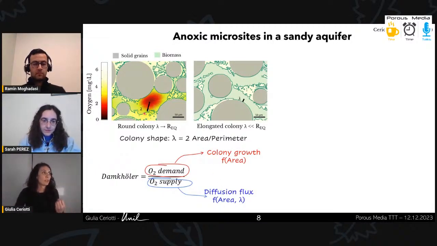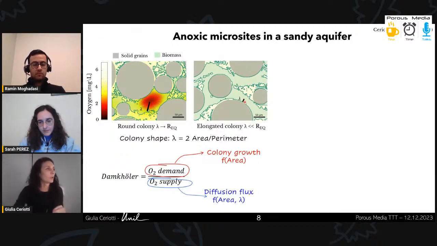So if we define lambda, the diffusion landscape, we can see that in a rounded colony, lambda is much higher than in an elongated colony. So this should slow down the diffusion process. We define this diffusion landscape as a colony shape factor, equal to 2 times the area of the colony divided by the perimeter, which means that if the colony is rounded, lambda tends to be maximized and equivalent to the equivalent radius of the colony. Instead, when we have elongated colonies, lambda tends to be much smaller than the equivalent radius, which speeds up the supply of oxygen to the colony core.